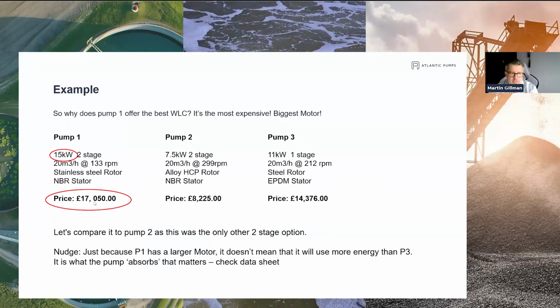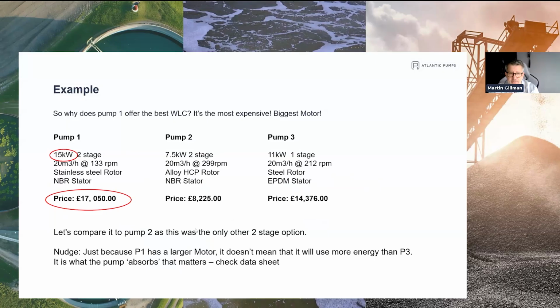That sometimes might be somebody turning the nose up and saying, no, I'm not buying that. Maybe I can't get 15 kilowatts to the point of pumping, but it might be worth it. It might be worth that extra spend, that extra design or whatever, to make sure you've got sufficient power to use the right pump.